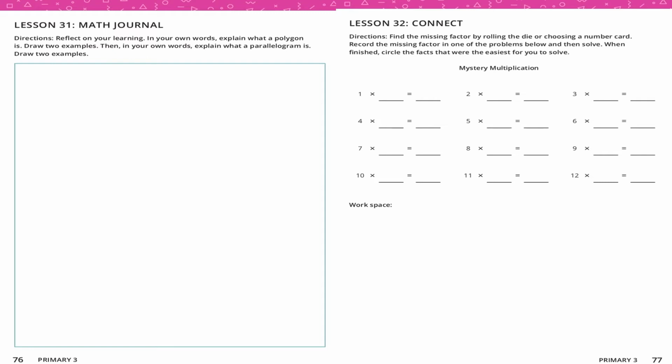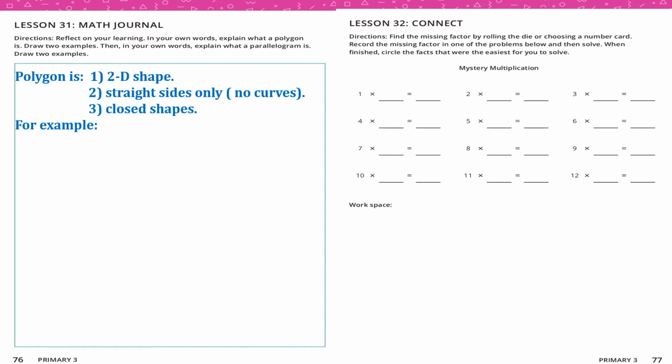Now our math journal. Reflect on your learning. In your own words, explain a polygon. Yeah, we have polygon, which is a 2D shape, straight sides only, which means no curves included, and closed shapes. For example, we have here rectangle and square. Both of them are polygons.